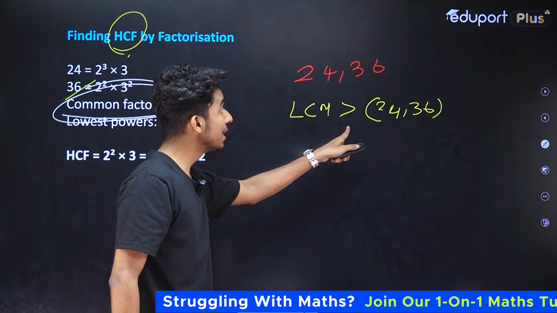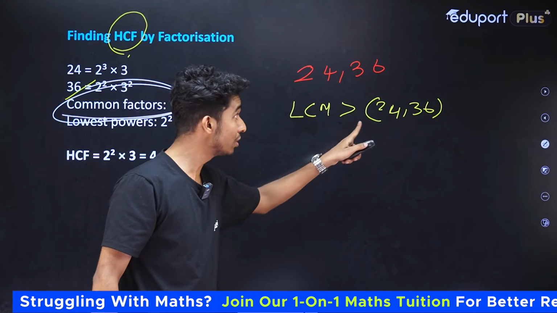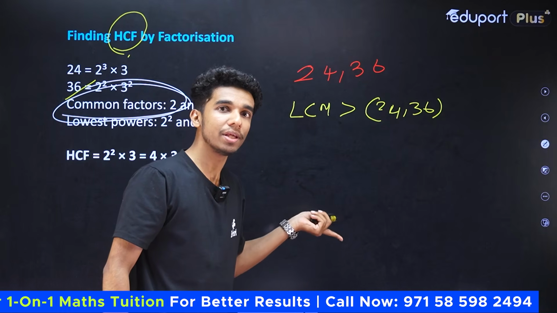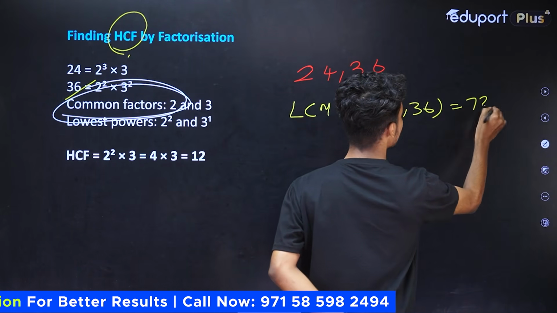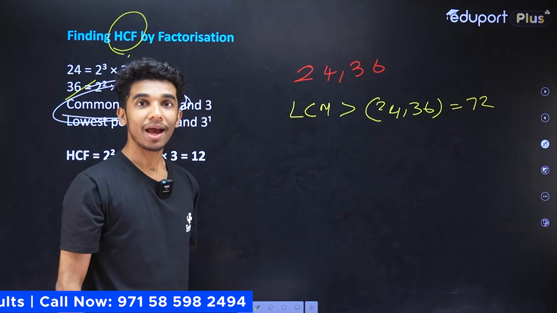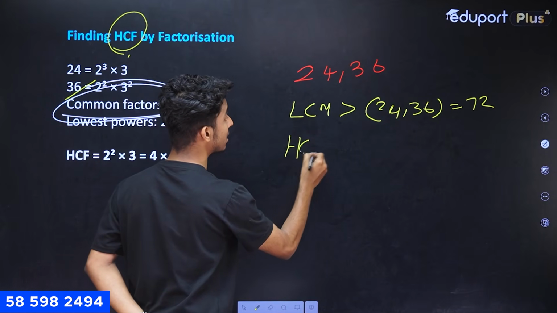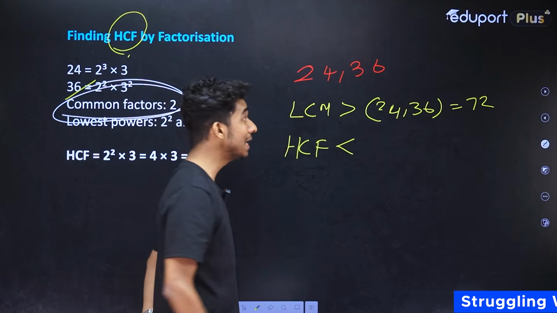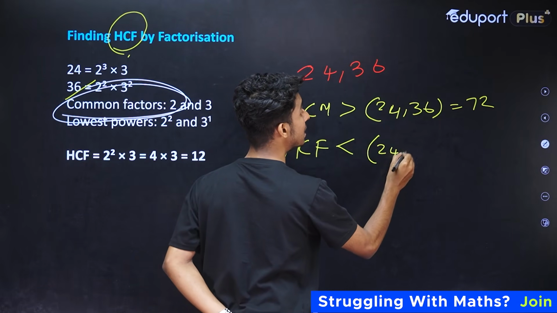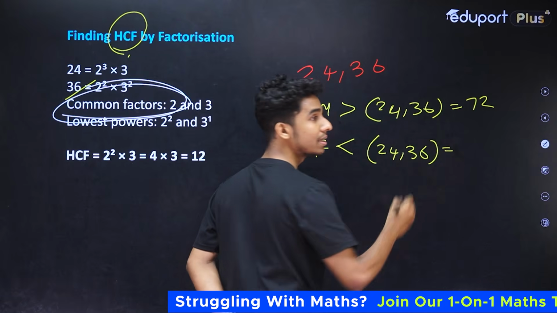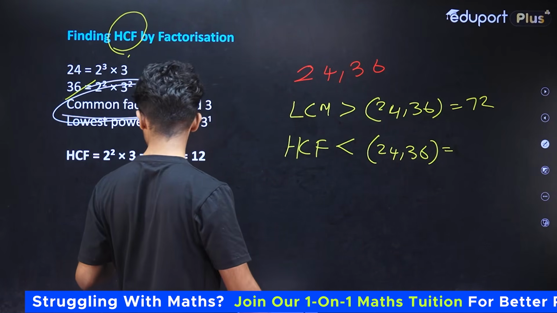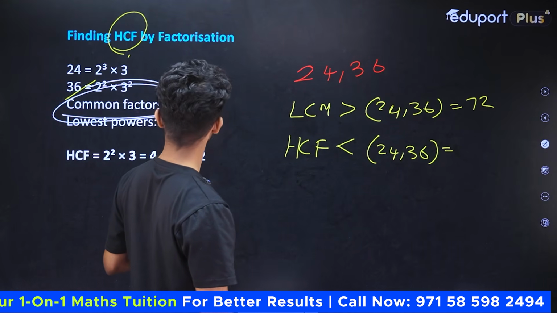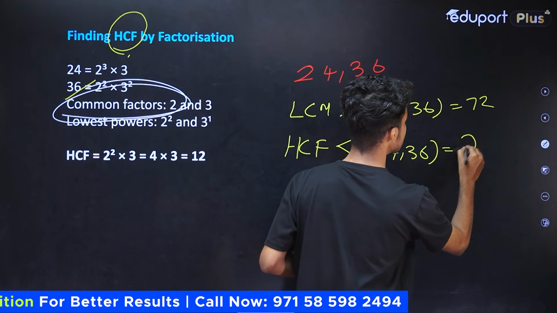Remember the shortcut: the LCM will be greater than 24 and 36. What value have we gotten here? It is 72. It is greater than 24 and 36. And the highest common factor will be less than 24 and 36. What is the value here? Yes, we have got it. It is 12.